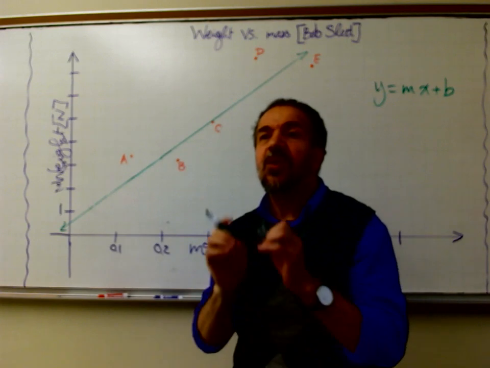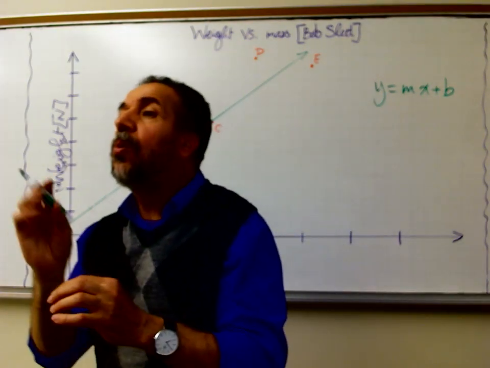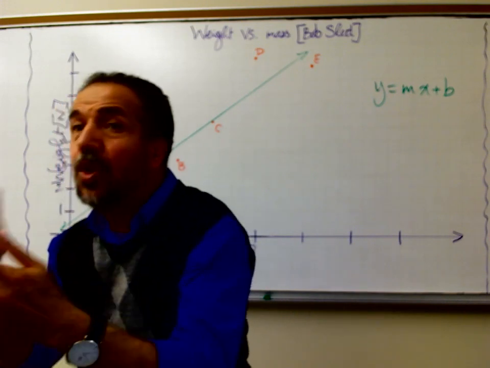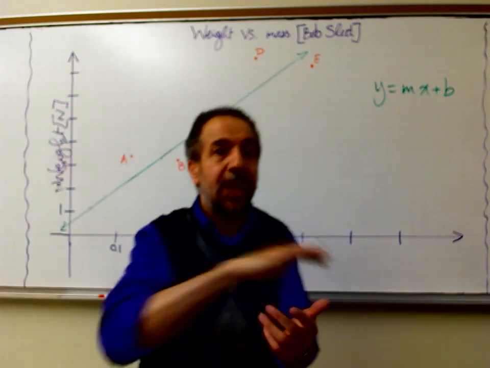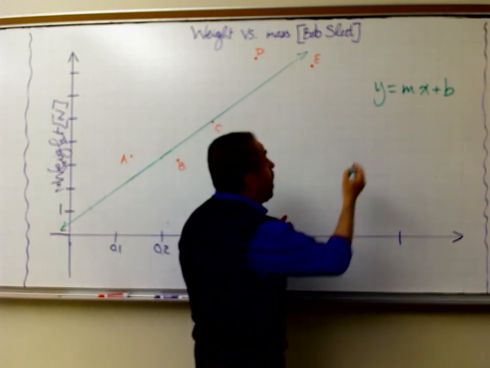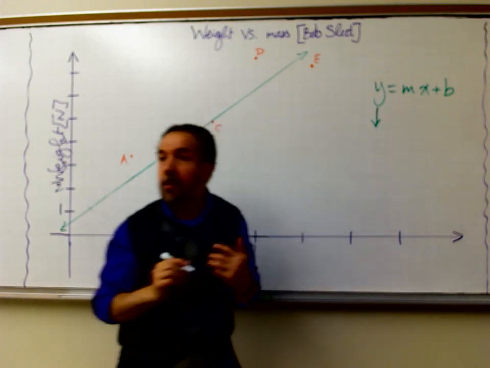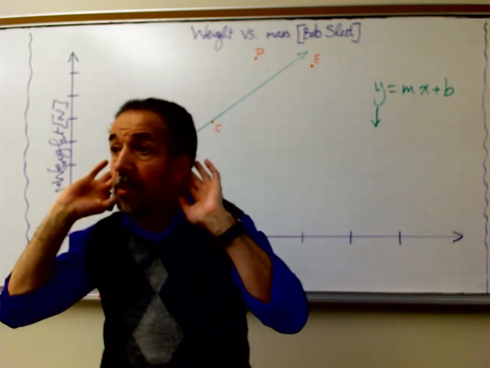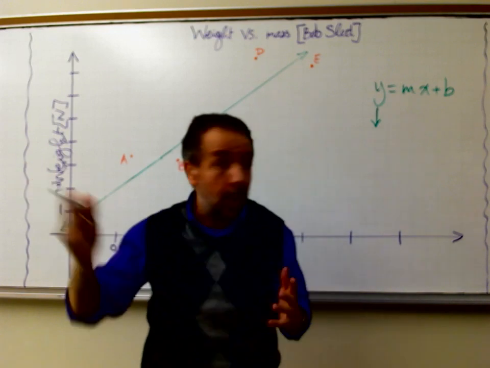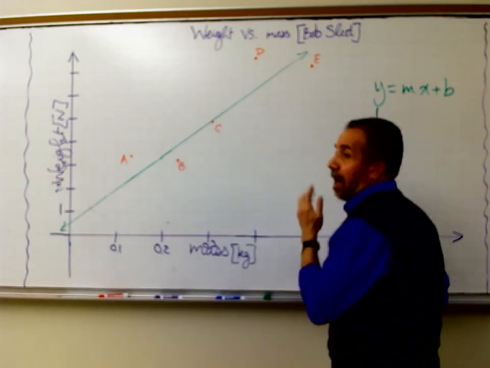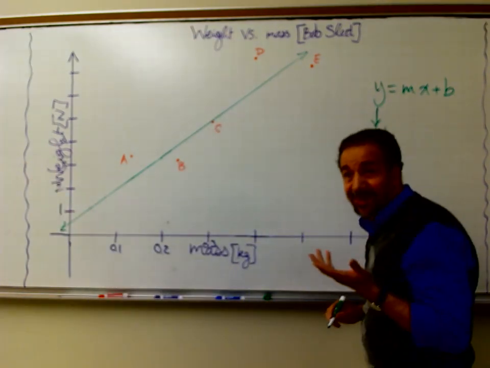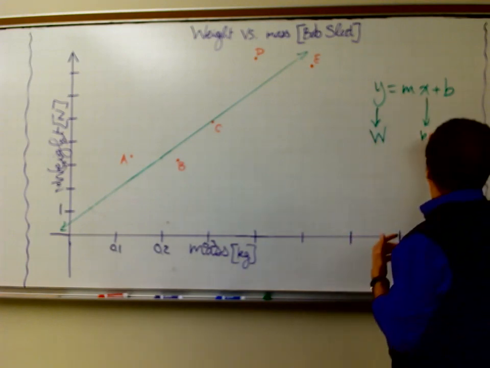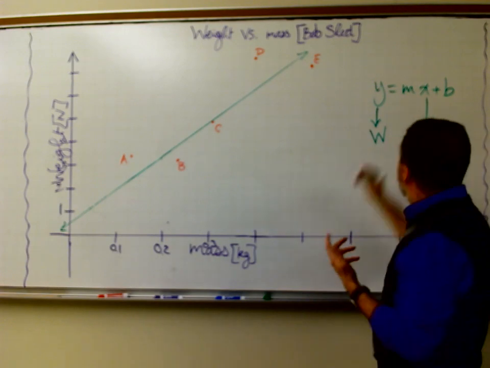For science, that's ugly. No. Ugly, which is worse than ugly. In science, you have to have the context. You can't just have anything you want. So, what did we graph along the y? What did we graph along the y? The weight. Therefore, this should be w. Okay? What did we graph along the x? The mass. Therefore, m. Now, this becomes a problem.